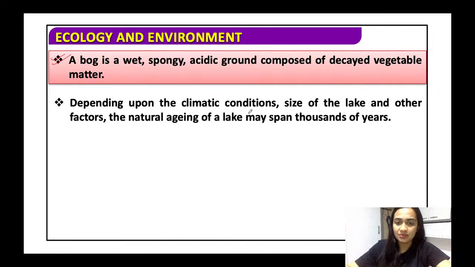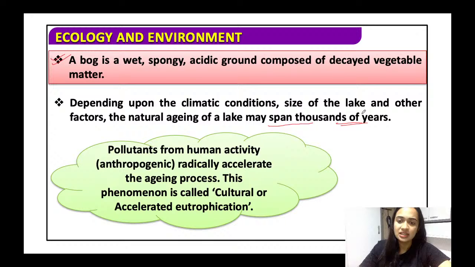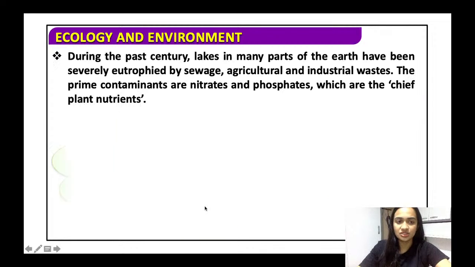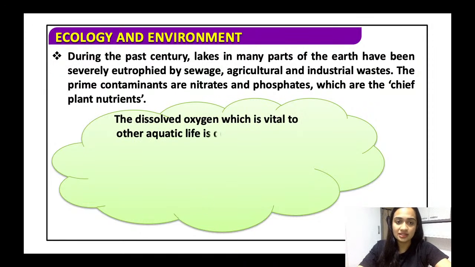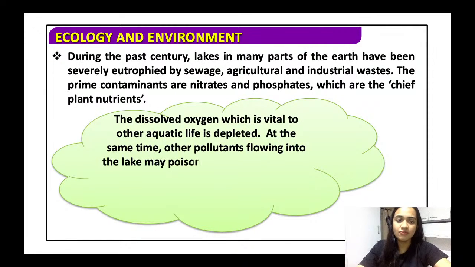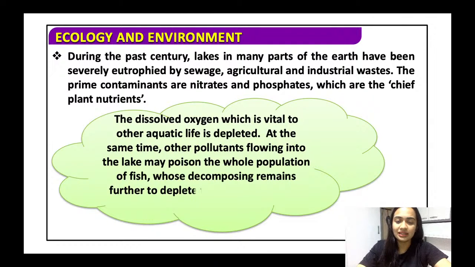Now, depending upon the climatic conditions, size of the lake and other factors, the natural aging of the lake may span for thousands of years. ठीक है. तो क्लाइमेटिक कंडीशंस के हिसाब से ये जो प्रोसेस है, it can be somewhere around 100 to even thousands of years. सो पोल्यूटेंट्स कहाँ कहाँ से आते हैं, ह्यूमन एक्टिविटी से डेफिनेटली. It will radically accelerate the aging process and this phenomenon is known as cultural or accelerated eutrophication. जब भी ह्यूमन एक्टिविटी की वजह से ये फिनोमेना एक्सेलरेट हो जाती है तो हम इसे कल्चरल या एक्सेलरेटेड यूट्रोफिकेशन कहेंगे.